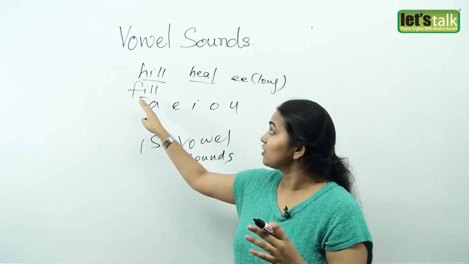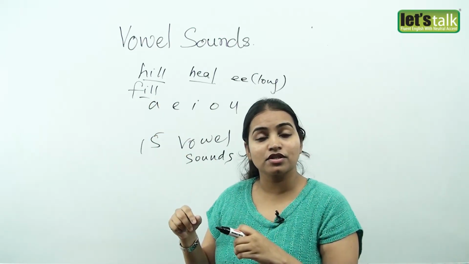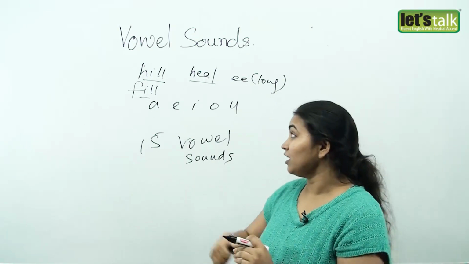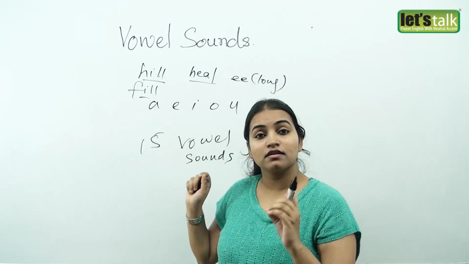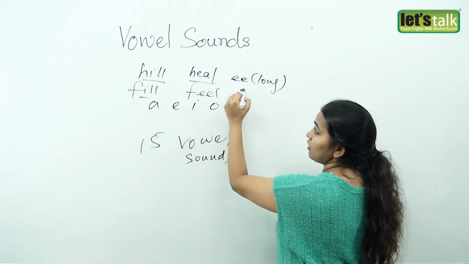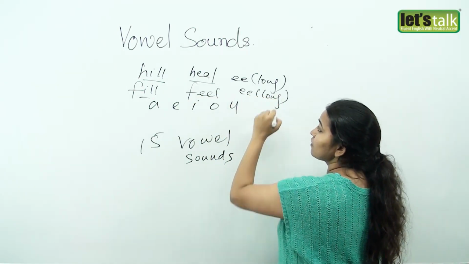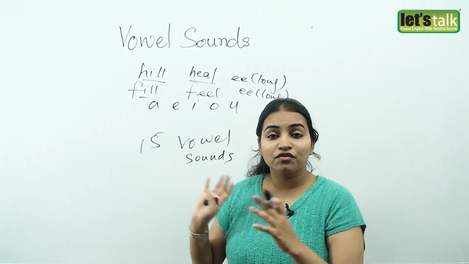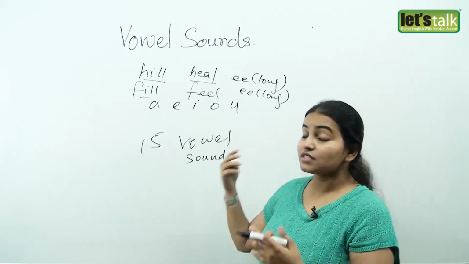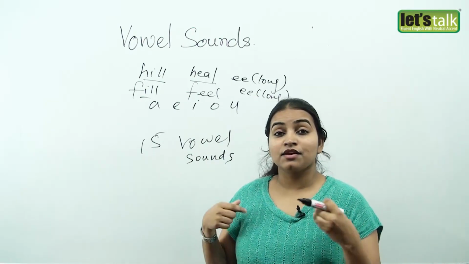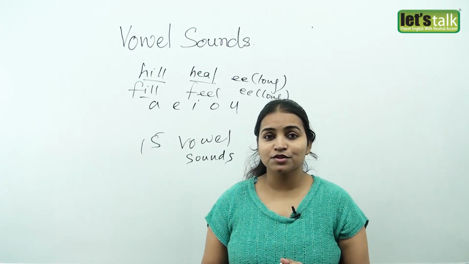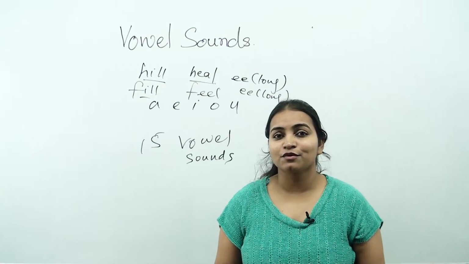Okay, let's do that again. It's a hill, a short I sound, and a heel, a long E sound. Consequently, you have a fill, a short I sound, and a feel, which is a long E sound again. So these words all have completely different meanings, and their pronunciations are also different, and you use them in different contexts. So let us identify the main vowel sounds. I'll be right back with some more vowel sounds for you.